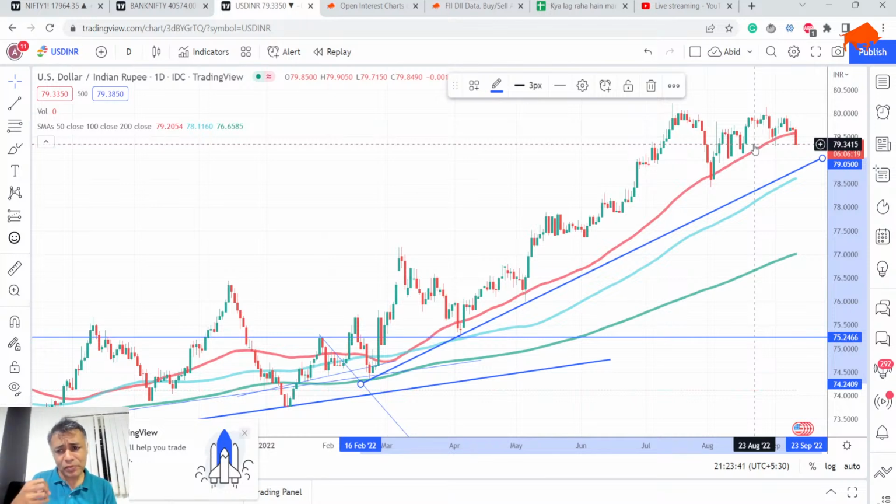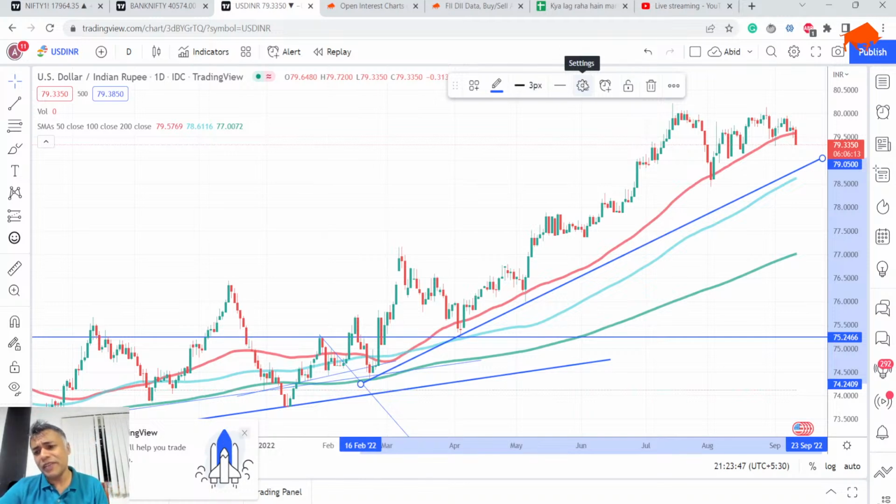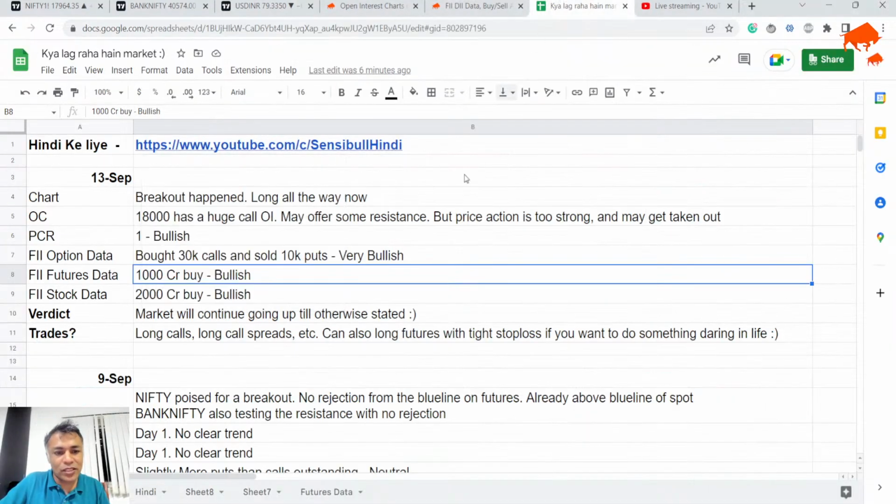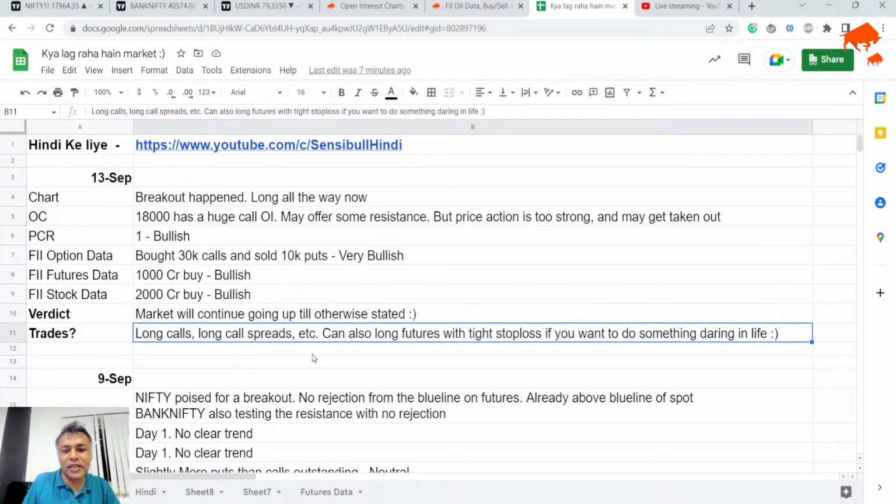So, dollar ka story is, if risk goes away from the market, dollar will weaken. So Nifty is looking strong, dollar has broken the 50 DMA etc. Maybe this is not a good time to long the dollar. In fact, if you're daring enough, you can even short the dollar. So finally, what's our net read? Market will continue going up till otherwise stated.